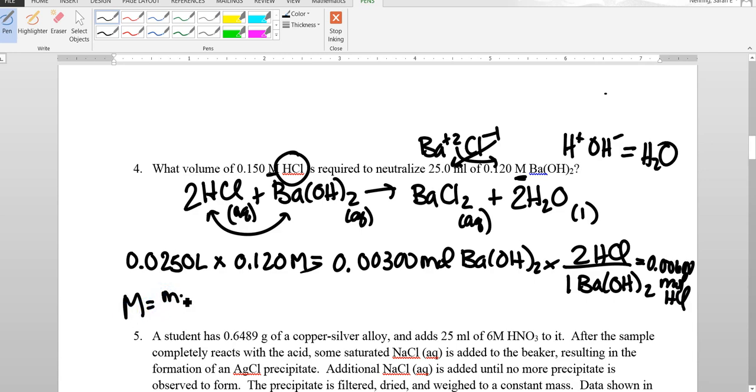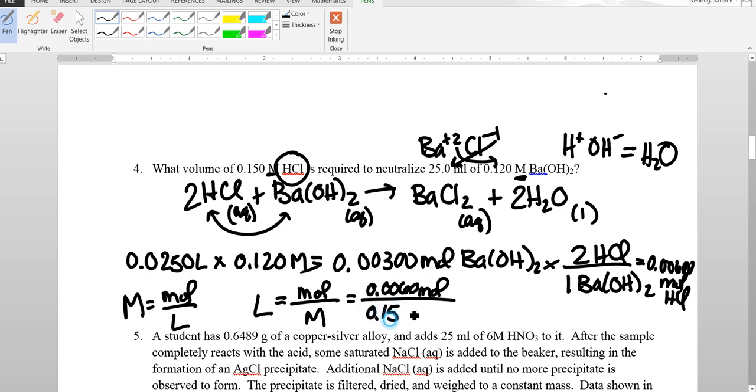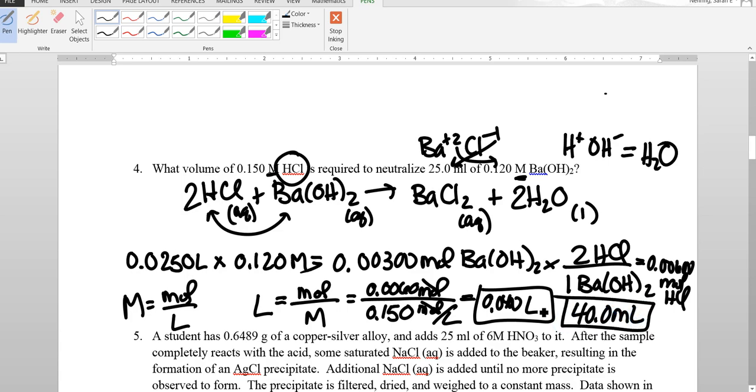So molarity is moles per liter. So let's rearrange this to solve for liters. So if I rearrange it, liters is moles divided by molarity. So I have 0.0060 moles HCl divided by 0.150 molarity. Remember, molarity is moles per liter, so you can see how my answer is going to be in liters. So this is 0.040 liters, which is 40 milliliters. All right, and we'll do another video for 5 and 6.